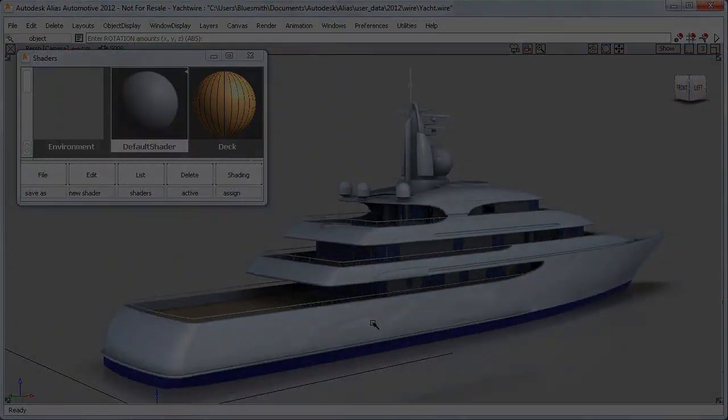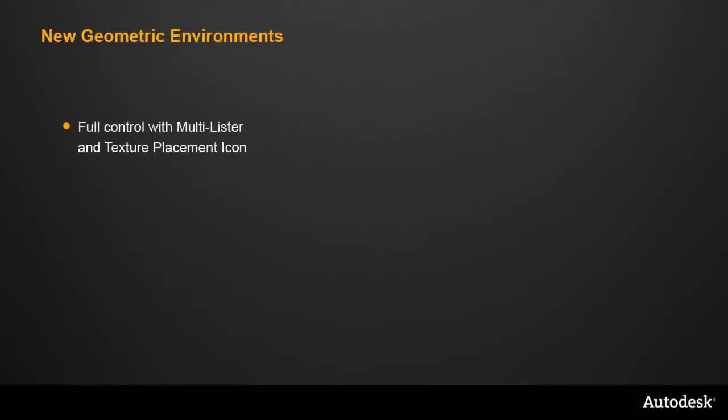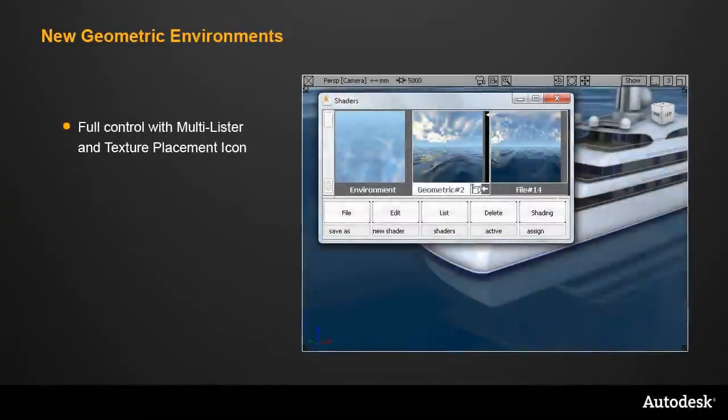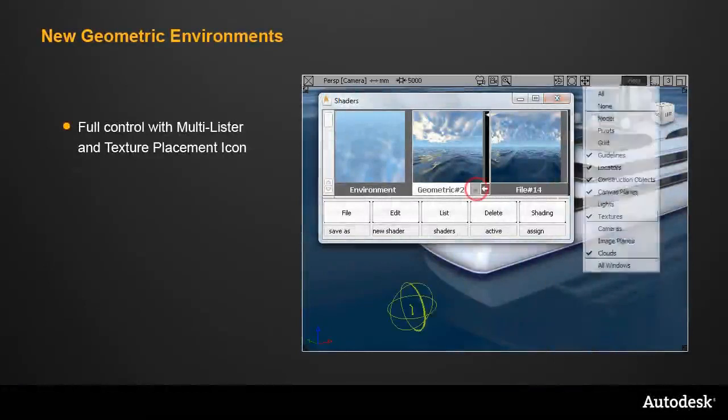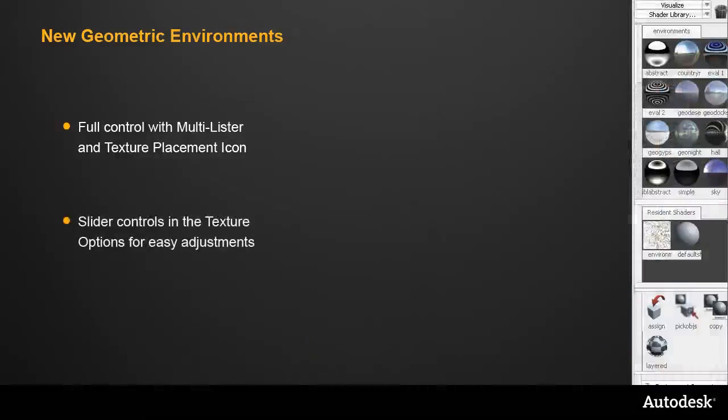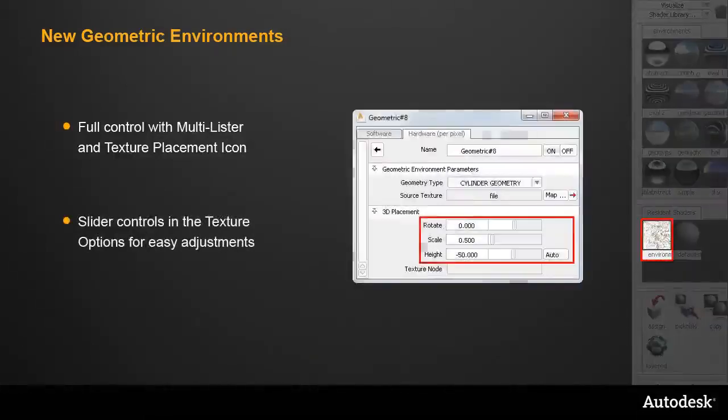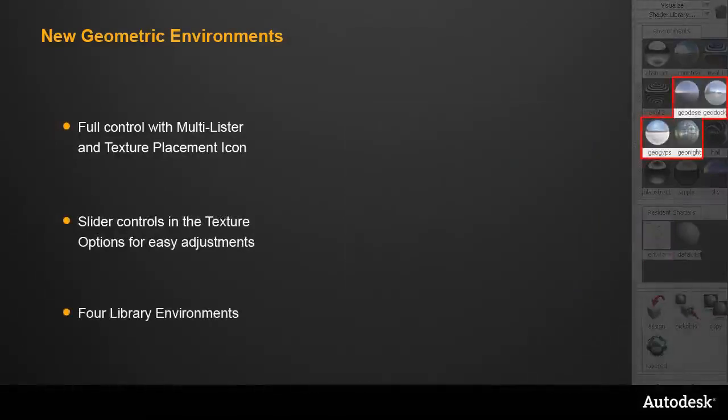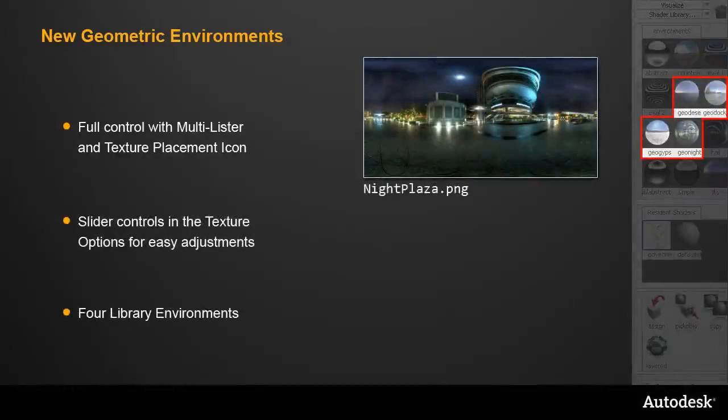So the geometric texture is applied like any other environment texture and can be fully controlled using the multilister and the texture placement icon. For quick access through the control panel, you can use the sliders to position the texture and set up new images. And for maximum speed, there are 4 new library environments which have been provided with matching background and reflection images.